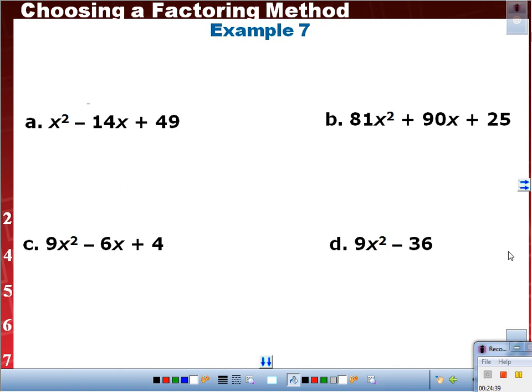Bam! Let's go. Example 7. A: x squared minus 14x plus 49. B: 81x squared plus 90x plus 25. C: 9x squared minus 6x plus 4. And D: 9x squared minus 36. I want you to start with letter B. Copy all of them, but start with B. Exactly, B for bam.